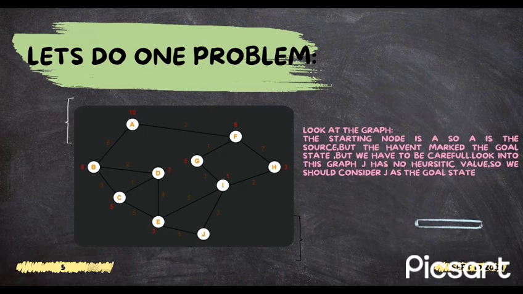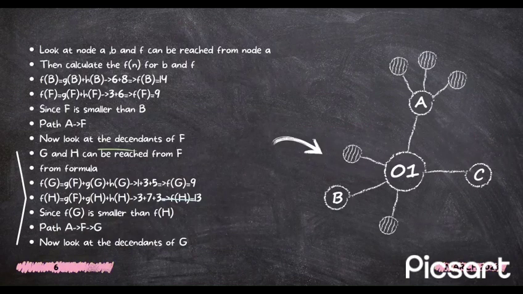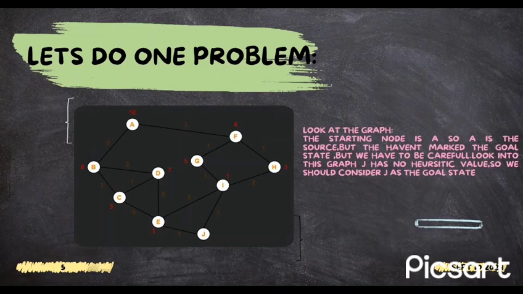So this is a graph for the A star search algorithm, and when the goal state and the source are not defined, we have to choose them wisely. The starting node is A, so we choose the source as A, and the ending node is J. I am choosing J because J doesn't have any heuristic value. The heuristic value of J is 0, so we are choosing J as the goal state. We have to solve this. We start from the source, that is A, and look at the descendants of A. The descendants of A are B and F, so we have to calculate f(B) and f(F).